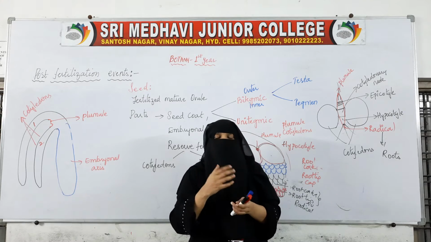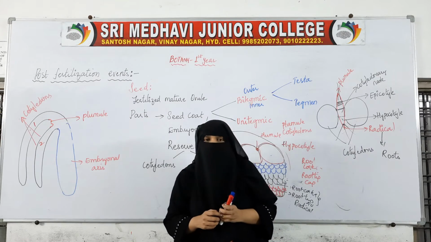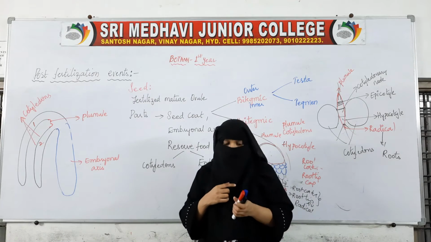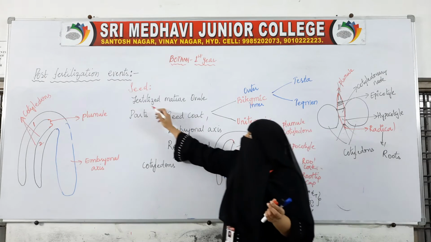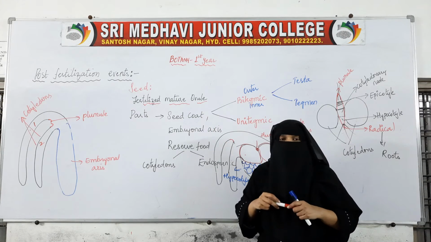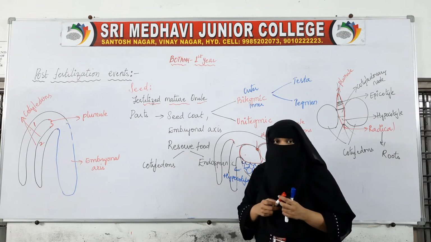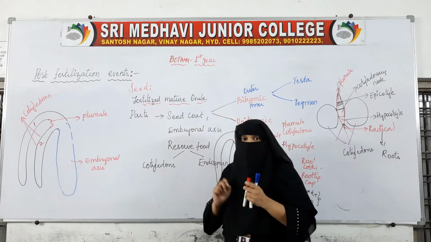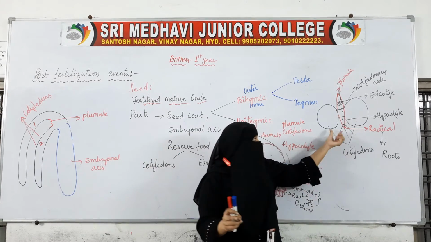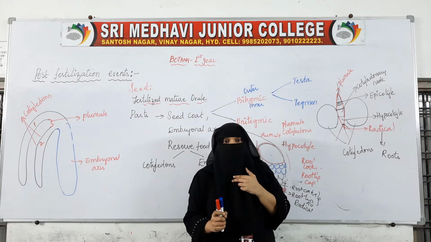So here a seed is nothing but a fertilized ovule. I already said, after fertilization the ovule changes into seed. So a seed is nothing but a fertilized mature ovule. Okay. So this is how the dicot seed is. This is the dicot embryo, and this is how the dicot seed looks like.